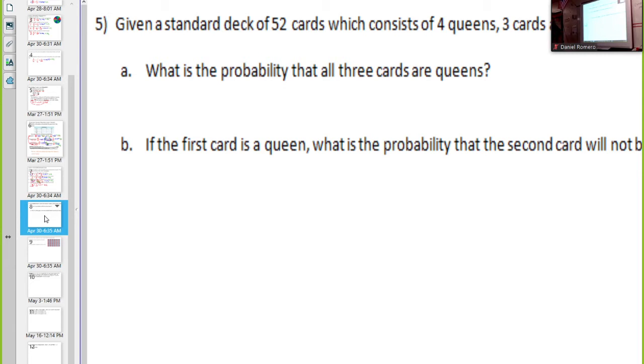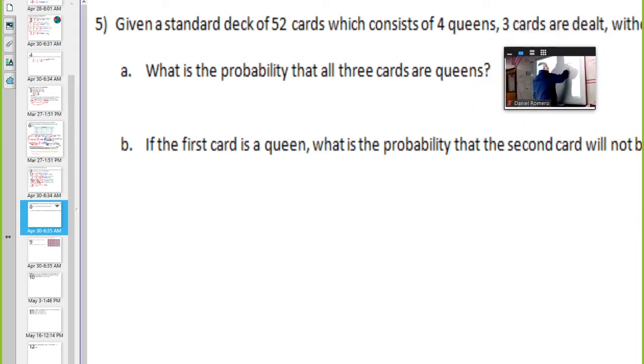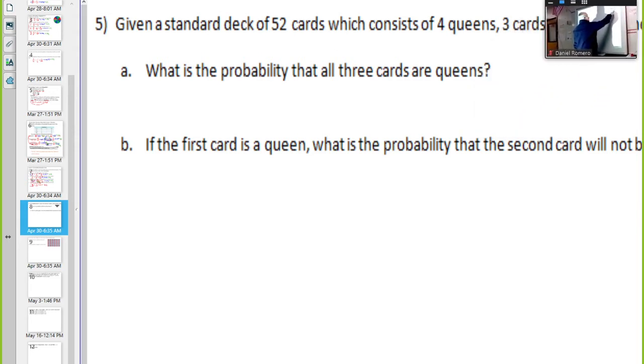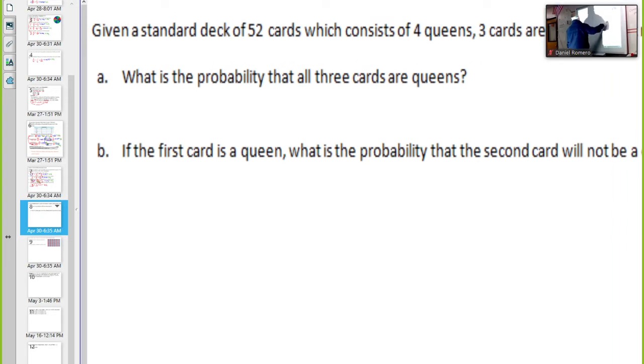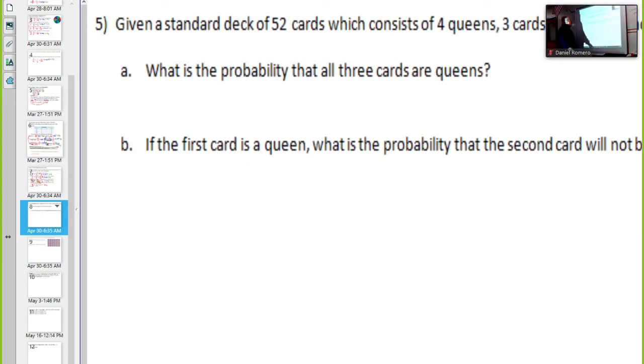Given a standard deck of 52 cards, which consists of 4 queens, 3 cards are dealt without replacement, okay? All right, so that's the key word there. We are not replacing, so we're keeping things out, and we're dealing 3 cards. What is the probability that all 3 cards are queens? Since we're not putting them back, for the first queen, how many queens would there be?